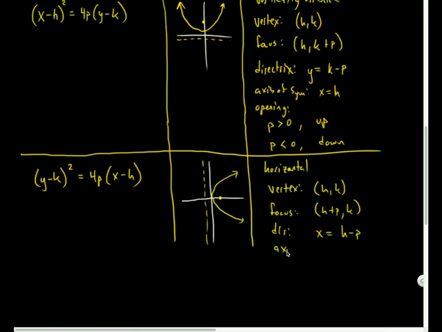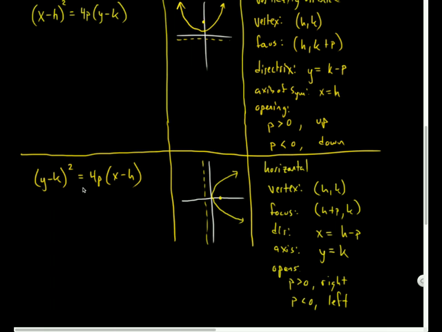The axis of symmetry is going to be a horizontal line, so that's y equals, and in this case it's going to pass through the y-coordinate of the vertex, so that's just y equals k. And then regarding which way it opens, if p is greater than 0, it opens to the right, and if p is less than 0, it opens to the left. So all sorts of information that can be gathered from the equation in this form.